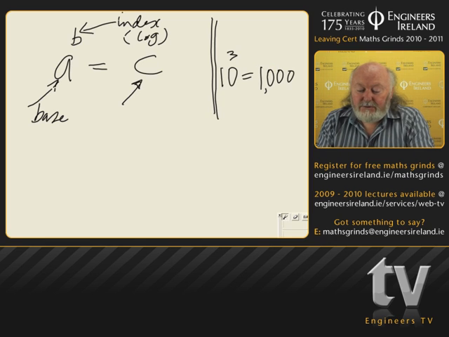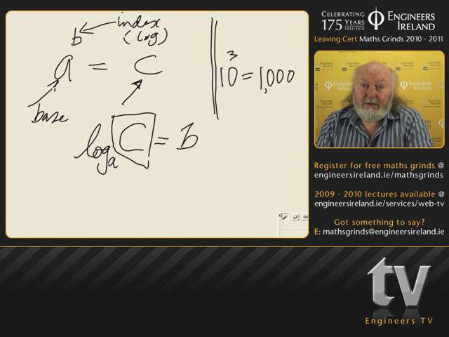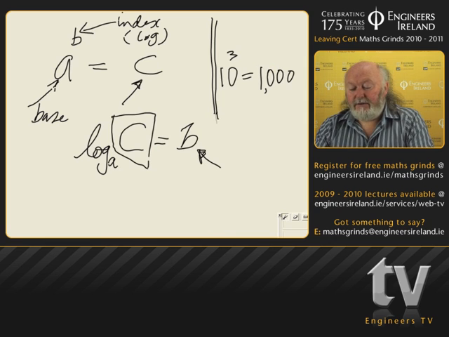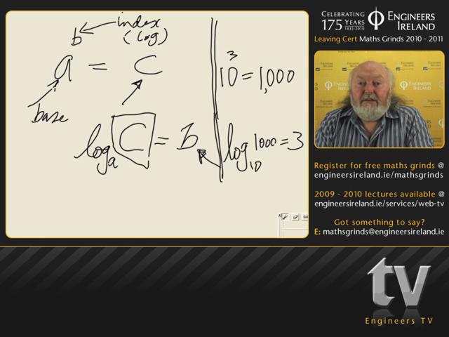So, using those same letters, log to the base A of this number C has an answer B. What we are asking is, if I have this number, what power did A have to be brought to? And the answer is, it had to be brought to B. So we can say over here on the right hand side, log to the base 10 of 1000 equals 3. Very handy.